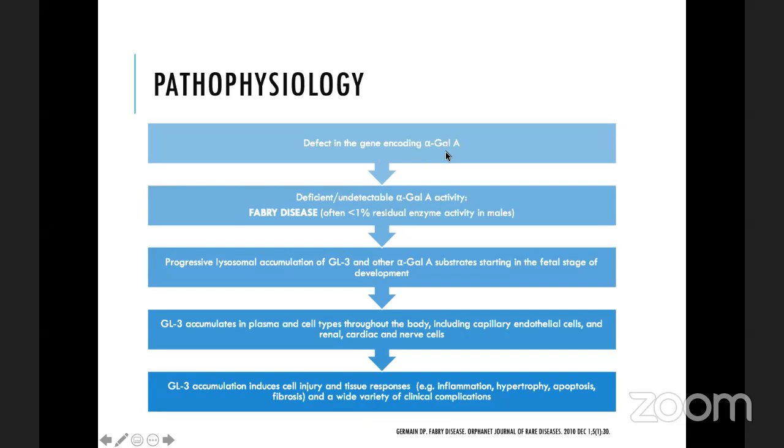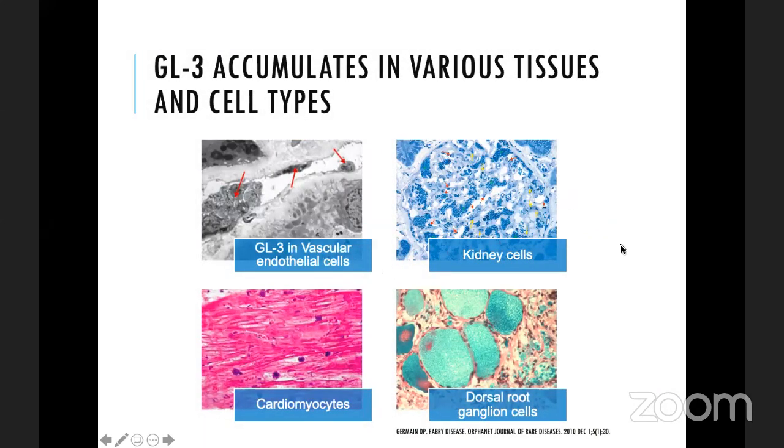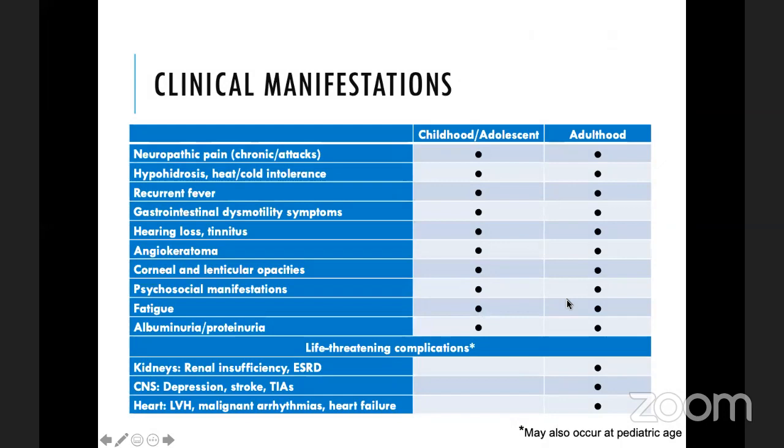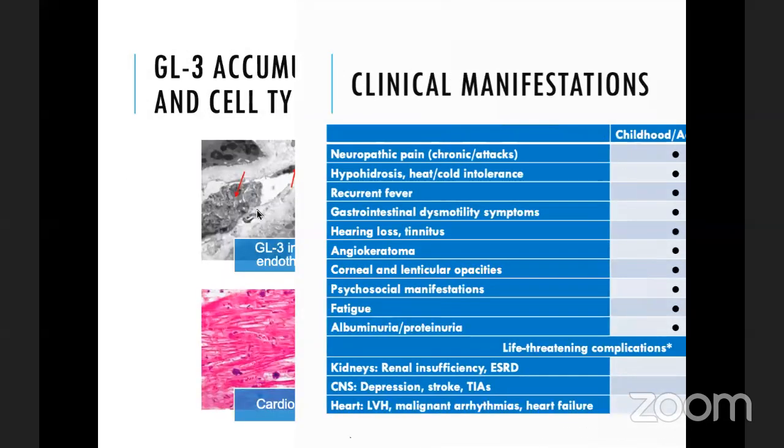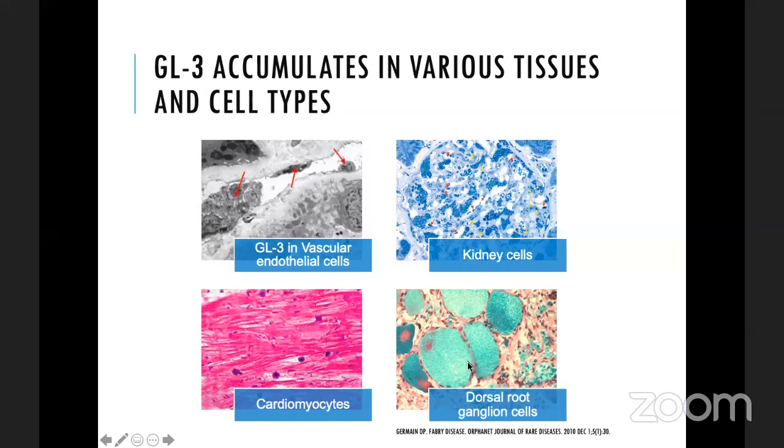Pathophysiology of Fabry: defects in the gene encoding alpha-Gal A lead to deficient or undetectable levels of the enzyme and progressive lysosomal accumulation of GL3 and other alpha-Gal A substrates, starting in the fetal stage of development. GL3 accumulates in plasma and cell types throughout the body, including renal cells. GL3 accumulation induces cell injury and tissue response in the form of inflammation, hypertrophy, apoptosis, fibrosis, and a wide variety of clinical complications. GL3 accumulates in various tissue and cell types, mainly vascular endothelial cells, kidney, cardiomyocytes, and dorsal root ganglion cells.